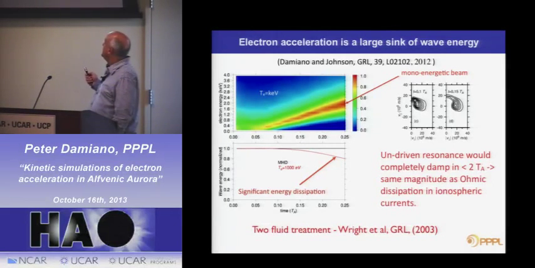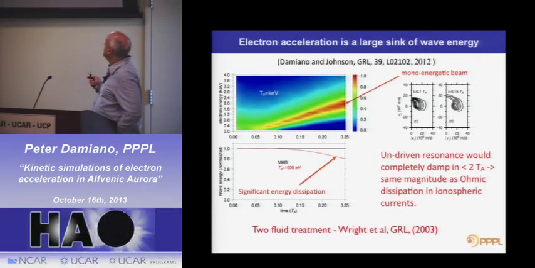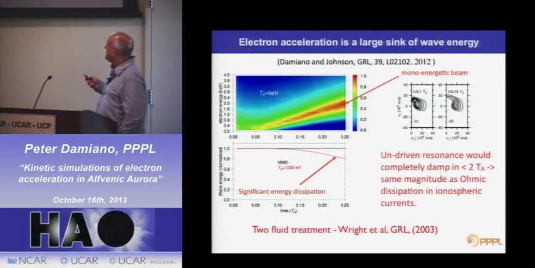And that's consistent with this plot here, which illustrates the distribution function at a couple of times during the evolution. And what you see is the formation of these ring distributions. And so the constant radius of the ring implies a sort of monoenergetic distribution. And you're seeing that the radius of the ring is increasing as the energy of this beam is increasing.